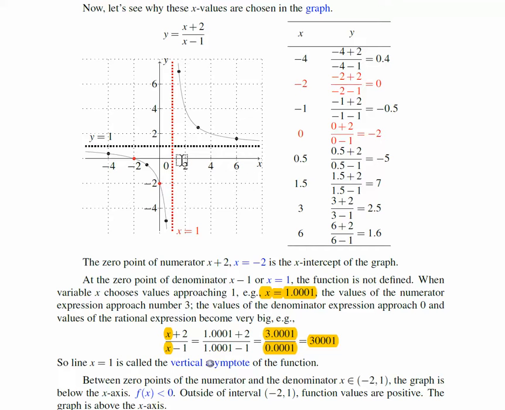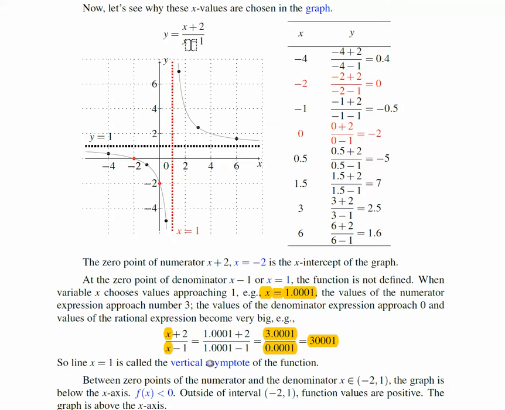From the left-hand side, you will get a very negative value. You may try 0.99999, and you will get a negative value. So it goes two ways. Positive infinity when x approaches 1 from the right-hand side. Negative infinity for y when x approaches 1 from the left-hand side. Okay, so that's why we have a vertical asymptote.